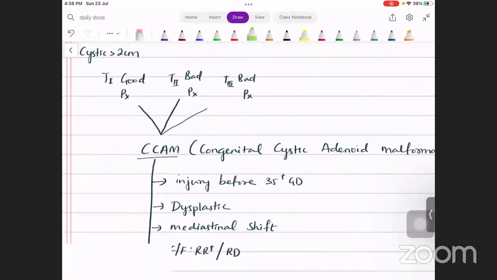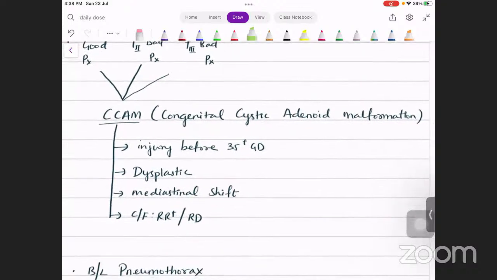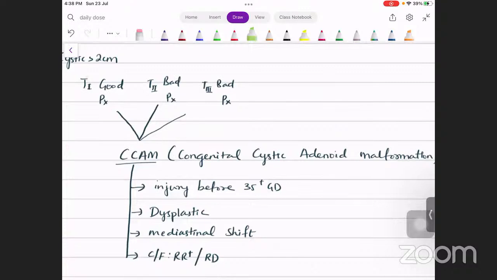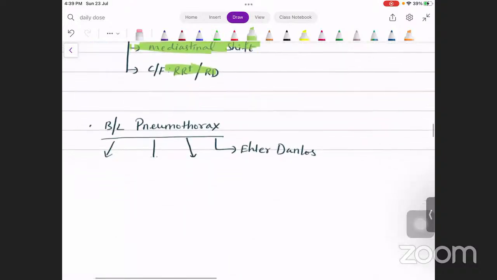Then you have congenital cystic adenomatoid malformation, where you may see type 1, type 2, and type 3. Type 1 has a good prognosis, type 2 and 3 have a bad prognosis. In CCAM, you see the injury at the 35th week of gestation, and dysplasia and mediastinal shift will also be seen. The clinical features of RDS will be associated with the congenital cystic adenomatoid malformation.